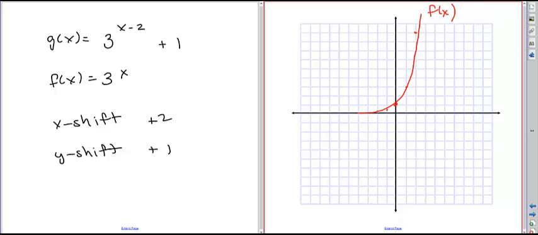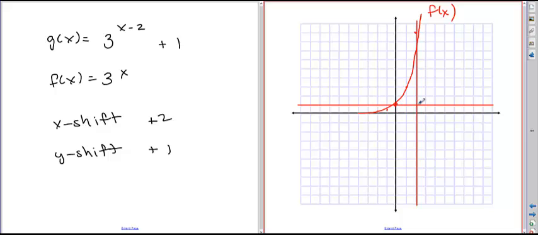Now to do the transformation, we do an x shift of plus 2, so we're going to shift the x-axis plus 2, I mean not the x-axis, the y-axis, and we're going to shift the x-axis plus 1. So that's my new origin, and we're going to do everything relative to that new origin.